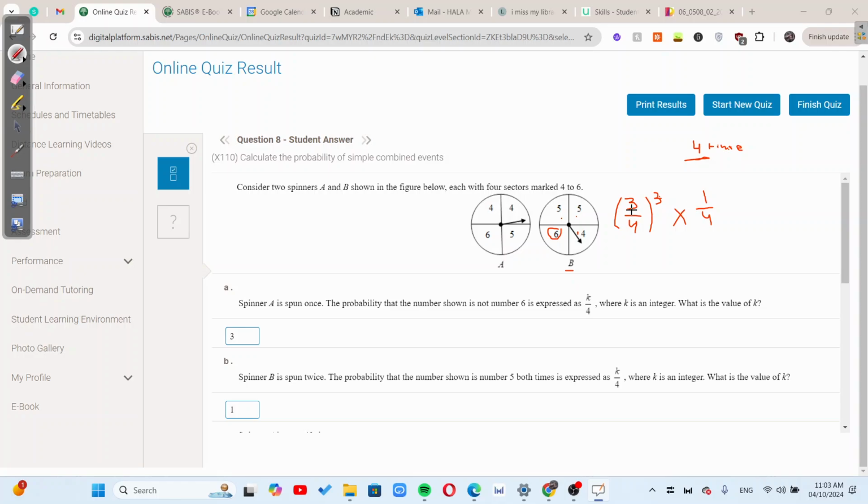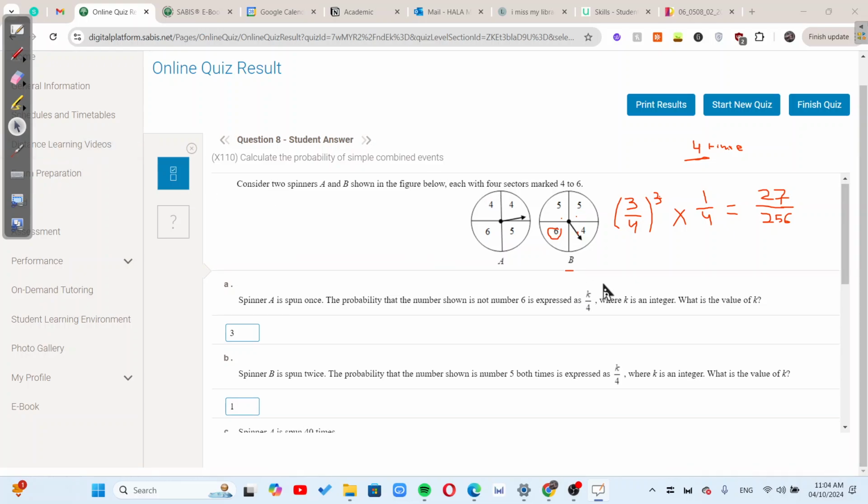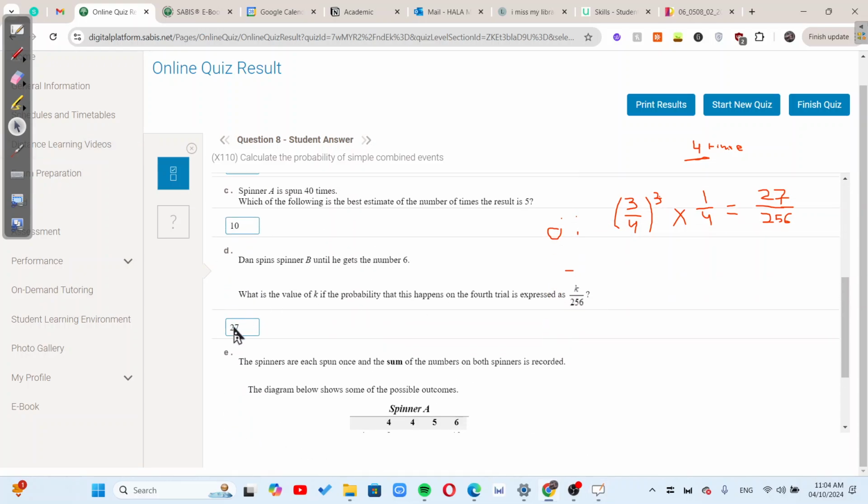So if you just put 3 over 4 cubed on your calculator, don't try to solve it by hand. You're going to get mistakes, or human error. Times 1 over 4. We're going to get your answer to be equal to 27 over 256. Let's go back to our answers. See, you have 27 over 256. It's right. So let's look at your last part.